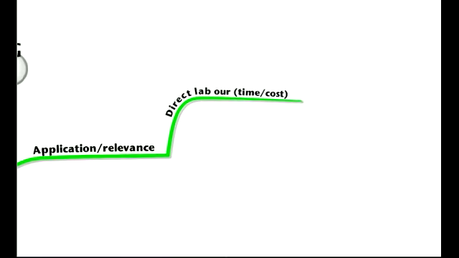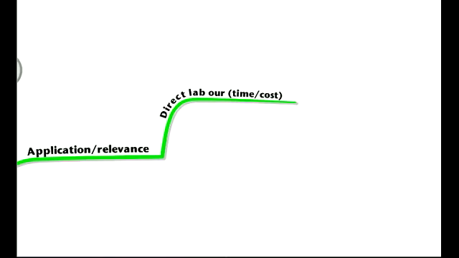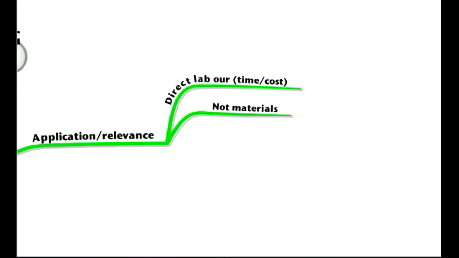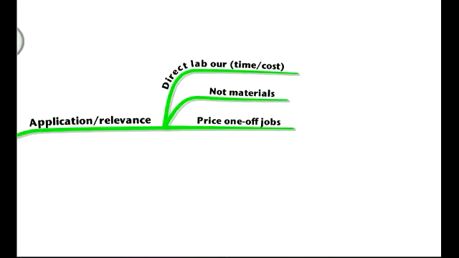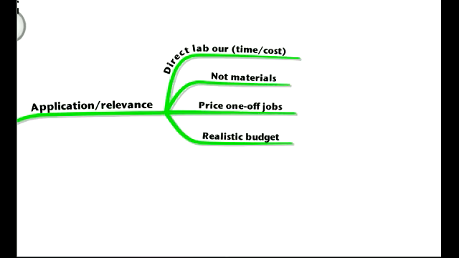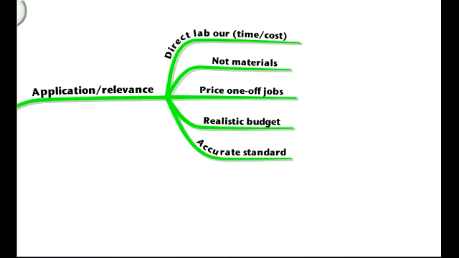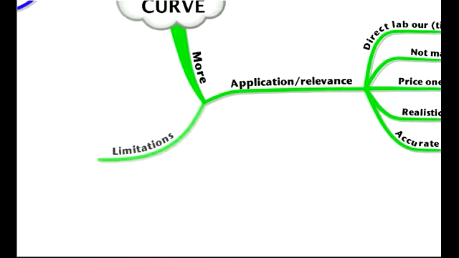So using the learning curve, we need to be aware that it's only applicable to direct labour. So you can apply it to labour time or labour cost. It's not applicable to materials. Materials don't learn, so it's only applicable to labour that can learn. It may be used to price one-off jobs. It may be used to set a realistic budget. You may be aware that the learning rate is going to happen, and therefore you can price that into your budget. And it can be used also to get an accurate standard price.